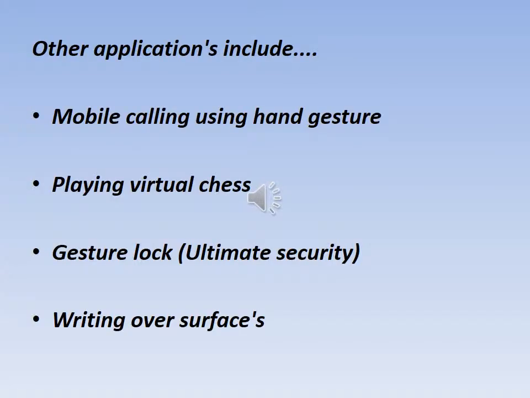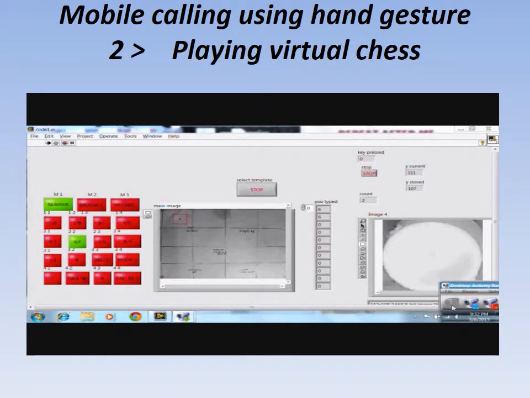Other applications include mobile calling using hand gesture, playing virtual chess, gesture lock for ultimate security, and writing over surfaces. Please focus on the column you typed. It lists all the numbers that the user dialed on his palm. With slight advancement, the same application can be used to play chess online. The user plays chess on an original chessboard, and the moves get fed to an online chess server.